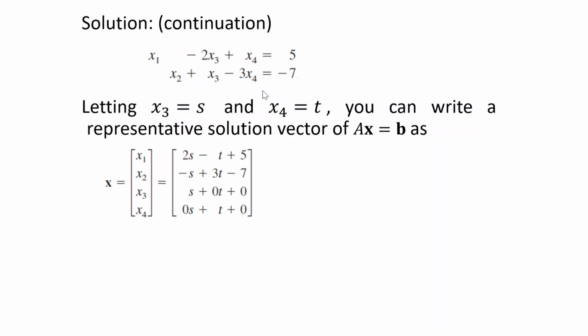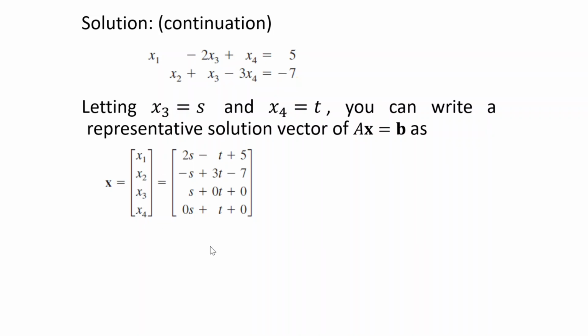Okay, so we solve using this linear system. We substitute s for x sub 3 and t for x sub 4. So you will get x sub 2 as negative s plus 3t minus 7. Also, we substitute here the s and the t. So you will get x sub 1 as 2s minus t plus 5. Okay, and then for x sub 3, instead of s, we just write down 0t plus 0. And also for x sub 4.